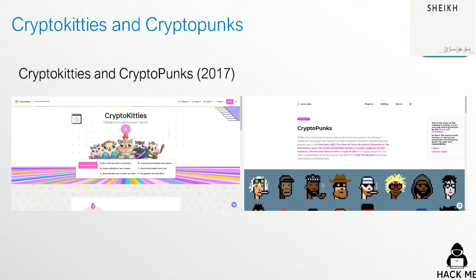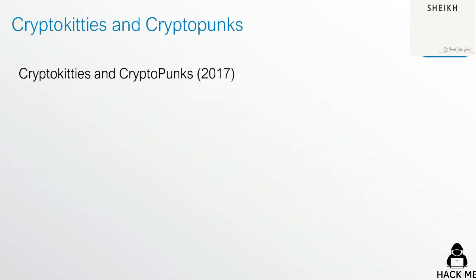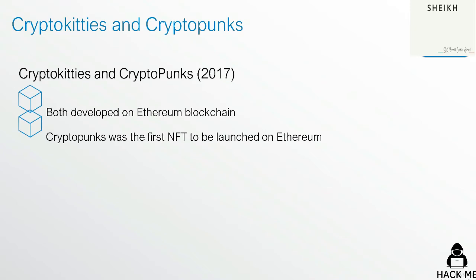This is when NFTs really started hitting in, and we're talking about CryptoKitties and CryptoPunks. This really put NFTs into the mainstream. Just to put things in context, both of these were developed on the Ethereum blockchain. Notice we are no longer using Bitcoin. Now we're moving to Ethereum because Ethereum allows for smart contracts. It's actually a platform meant to use smart contracts on. So both of these, CryptoKitties and CryptoPunks from 2017, were developed on the Ethereum blockchain.